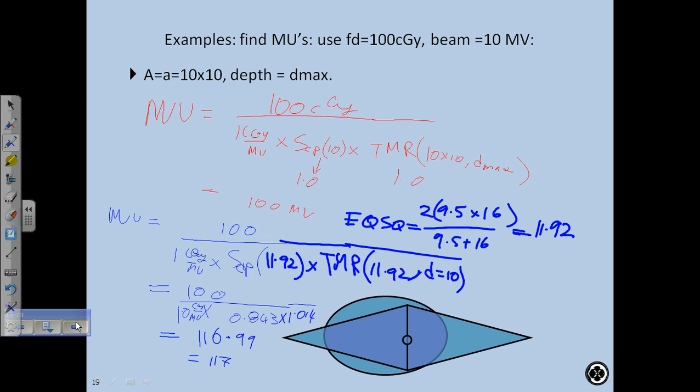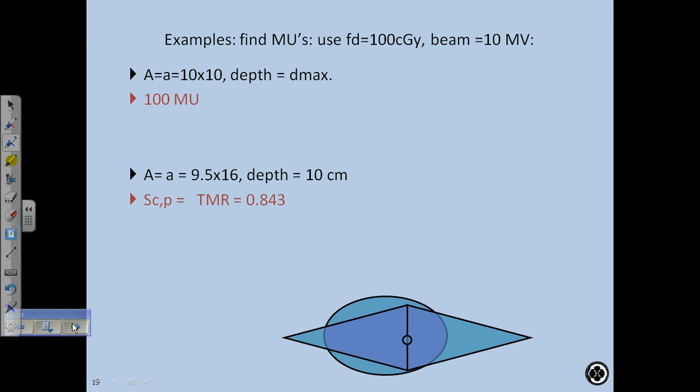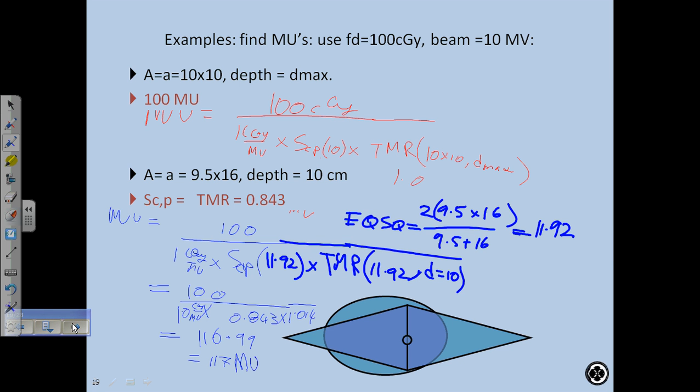We can't put a decimal in the machine, so that's 117. Fine. Does 117 make sense, by the way? We didn't do our sanity check. There are more MU here than there were at 100 MU. Why are there more? You're deeper, so you need more MU. That makes sense. The field size was also a little bigger. If the field size is bigger, do you need more MU or less? Less. Your field size is bigger, you get more scatter, so you need fewer MU.